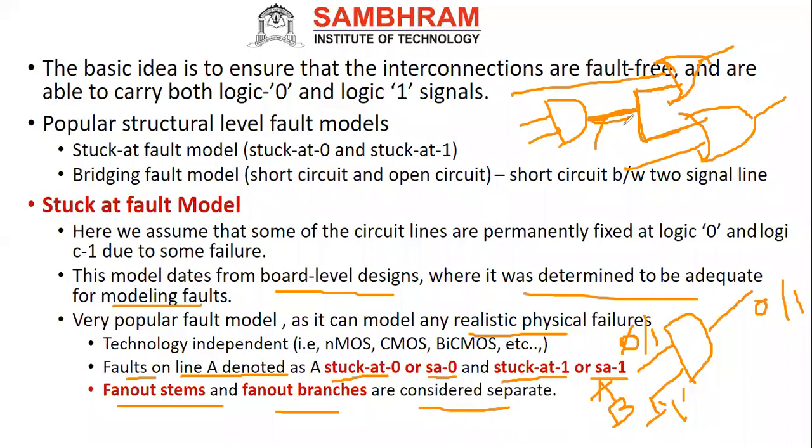Why you have to consider them separate means you may think, what is the voltage level I'm getting here? Say for example, if my voltage level is 5 volt here, the same voltage level 5 volt only will be here. But we cannot say whether this is connected properly internally. Don't see outside, right? So we need to consider this separately, this separately, this separately. So fan out stems and fan out branches are considered separately.